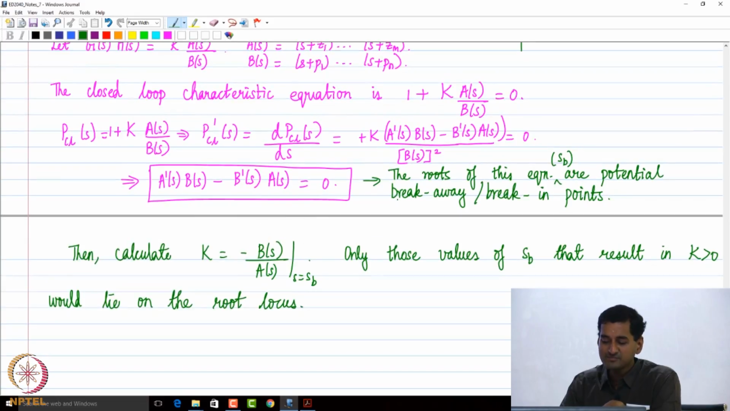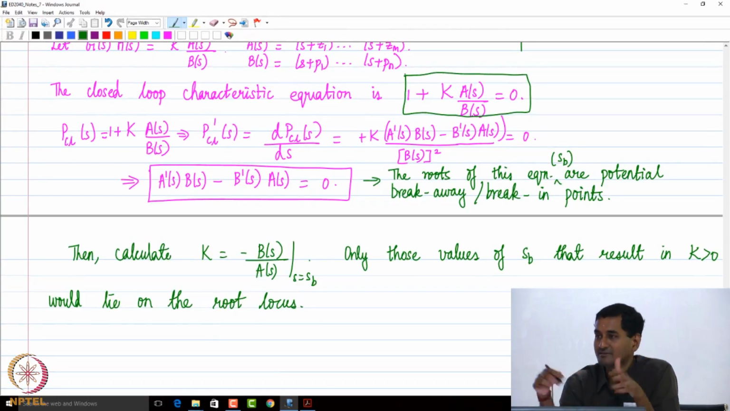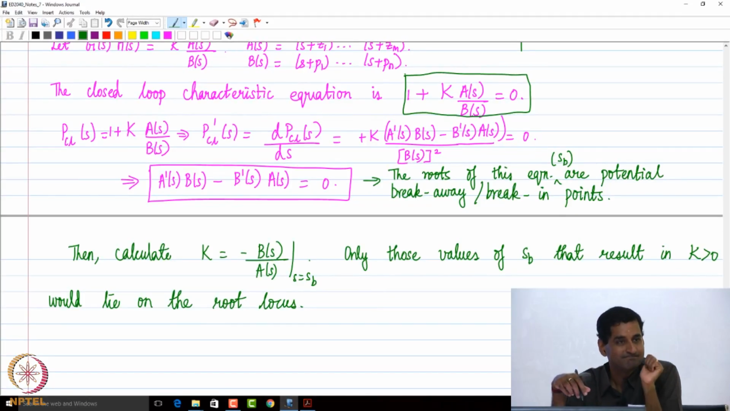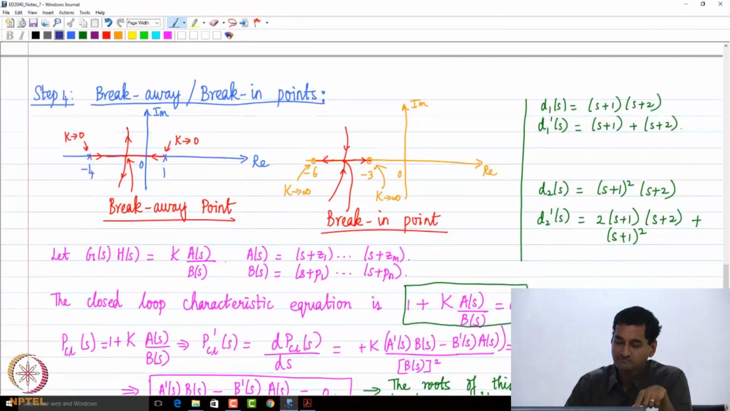How did I get k equals minus b of s divided by a of s? From the closed loop characteristic equation, right? So you just rearrange the terms, right? You get an expression for k, right? So we need to do both these steps. Is it clear? Okay. So now let's come to our example, right? In our example, what were the expressions for a of s and b of s? The example that we are doing.